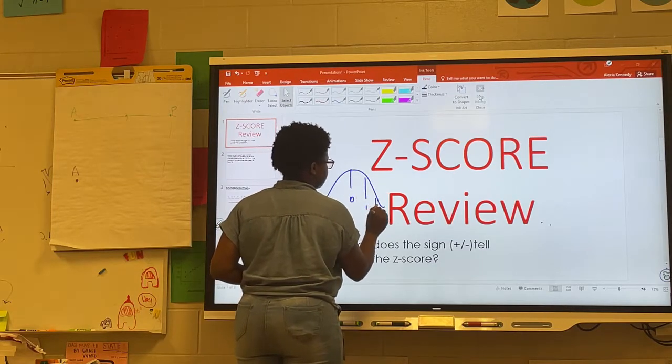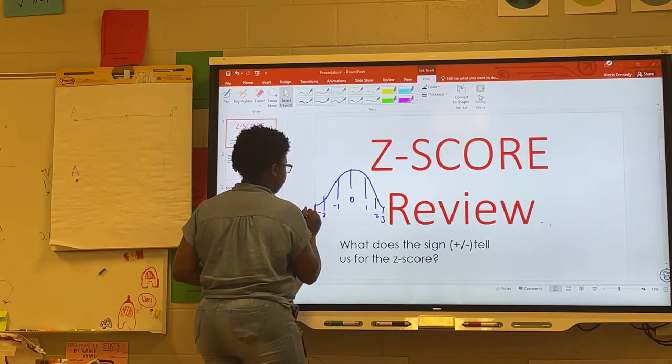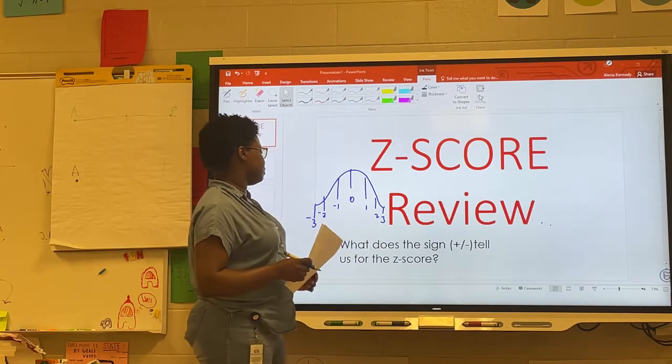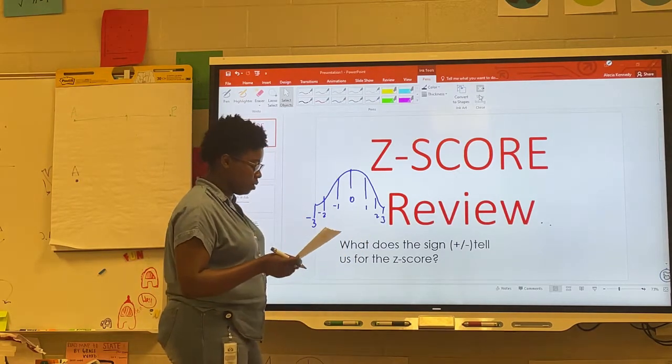So as I was saying, the Z-score basically tells you if your value is a positive value or a negative value, or how far you are above or below the mean.